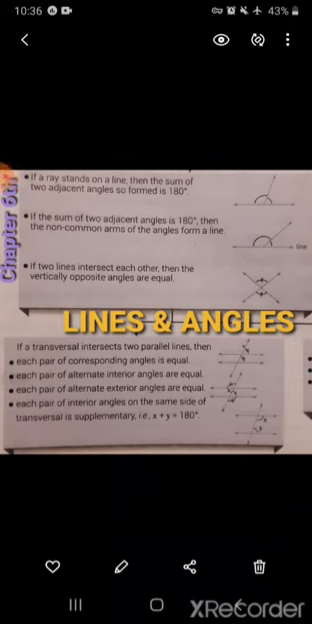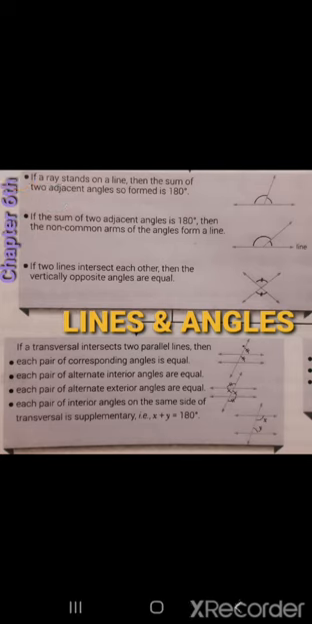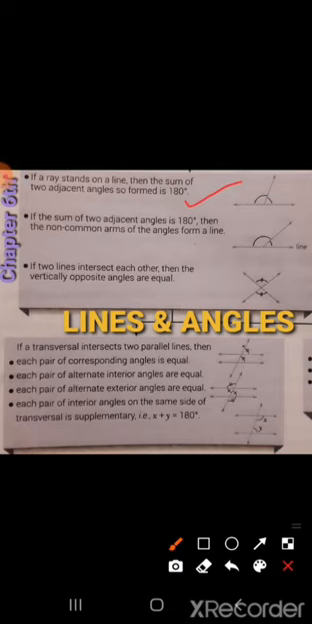Let's start the next chapter for recapitulation. To recap, the whole topics in this chapter, the name of the chapter is Lines and Angles, right from your NCERT book, it is your chapter 6. Look at here. Some lines are showing something to you. If a ray stands on a line, then the sum of two adjacent angles so formed is 180 degree.